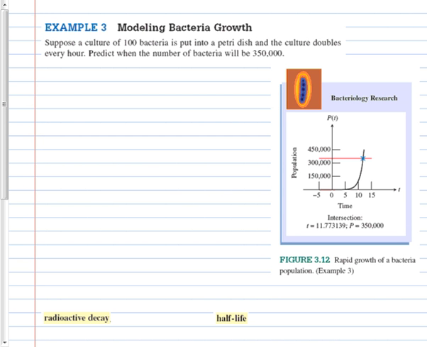Suppose a culture of 100 bacteria is put into a petri dish, and the culture doubles every hour. Predict when the number of bacteria will be 350,000. This is my initial bacteria.